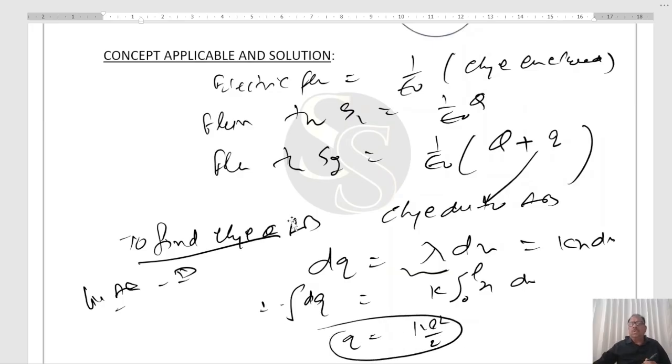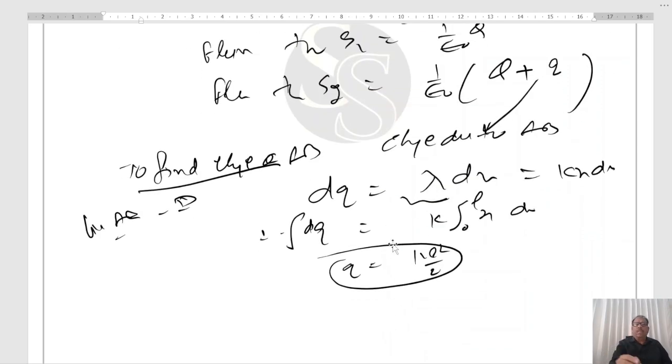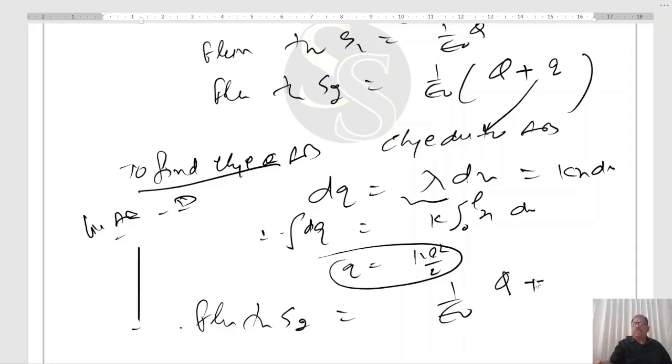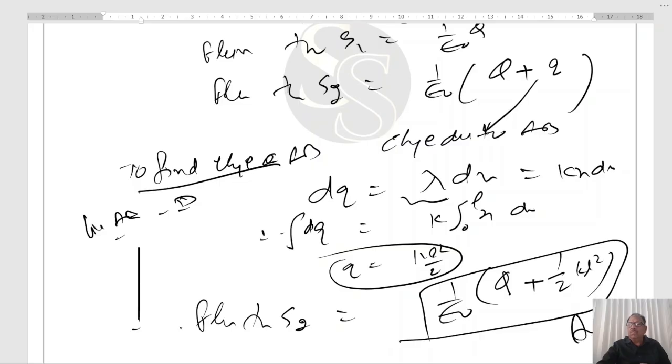Therefore, the total flux through S2 will be equal to 1 over epsilon naught into Q plus 1 by 2 kL square. This is the answer. We have to fill in the blanks with this one. Next question.